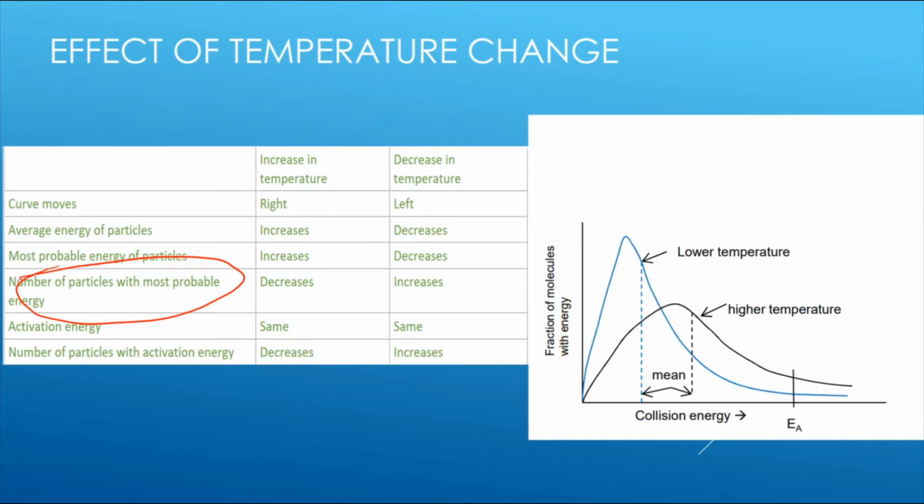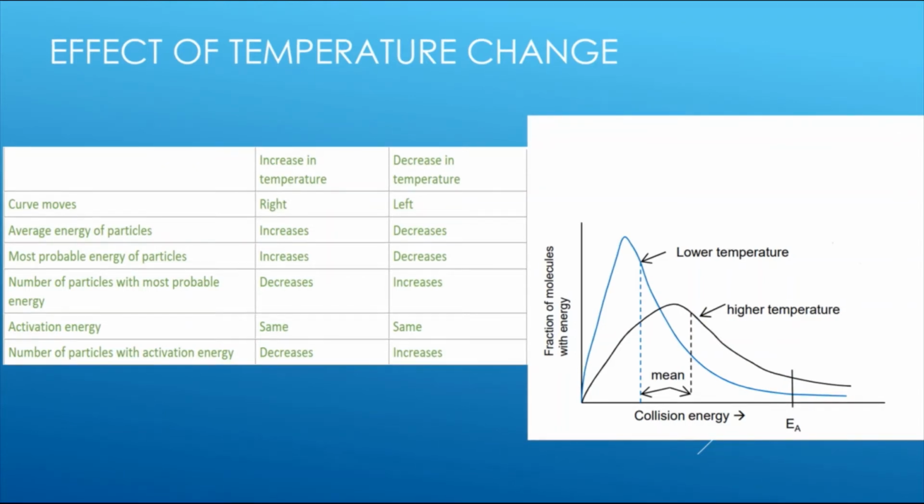So the number of particles with the most probable energy, if you increase the temperature, would decrease, because if you're looking at the number of particles, it has decreased. And so the activation energy, well, if you're increasing or decreasing the temperature, the activation energy is still the same, because you're not doing anything to the activation energy, you're not lowering it, which a catalyst might do. So in this case, this stays the same.